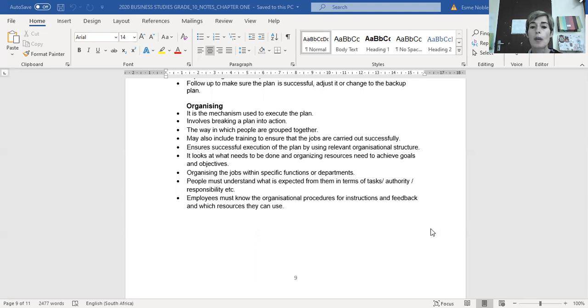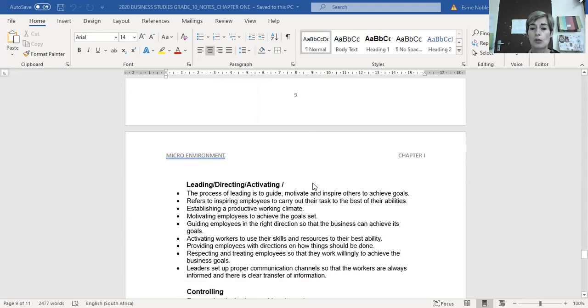It looks at what needs to be done and at organizing the resources needed to achieve the goals and the objectives. Organizing the jobs within specific functions or departments. People must understand what is expected from them in terms of tasks, authority, and responsibility. Employees must know the organizational procedure for instructions and feedback and which resources they can use.